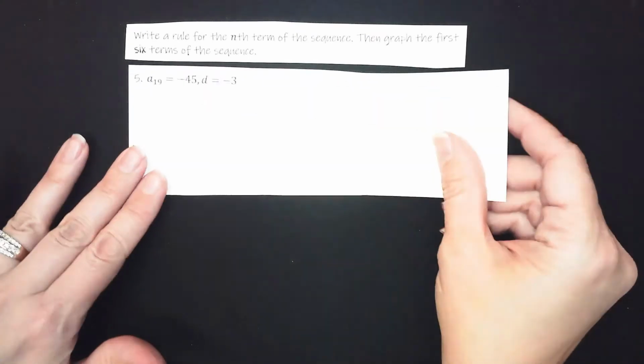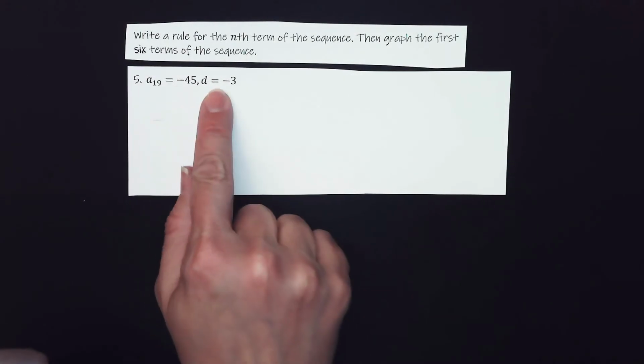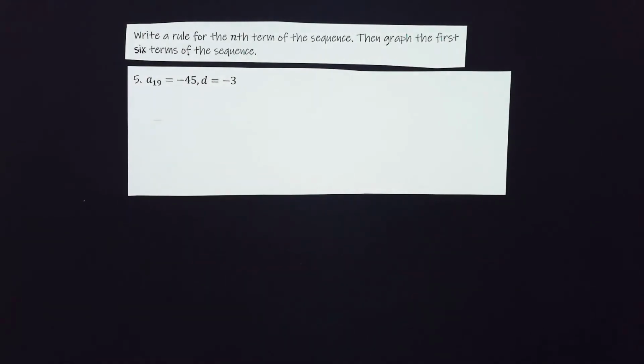In the last video we were given the first term. We could tell what the first term was and then the common difference. But this time we're given some random term in our sequence. All right, so let's give this a try. We're going to write a rule. In number 5, I'm given the 19th term and the difference of -3, which means to get from one term to the next, we add -3.